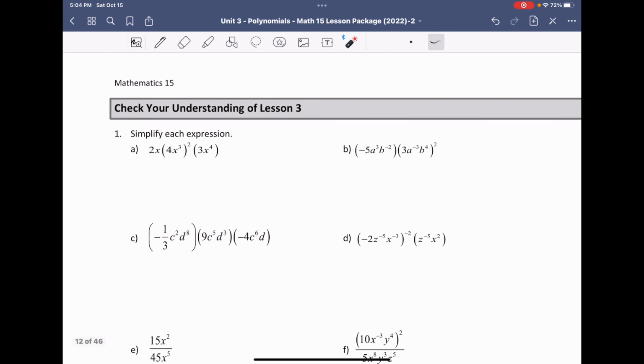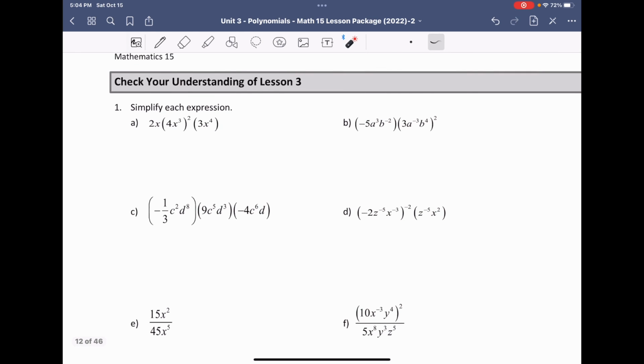All right, this is where I want you to check your understanding of the lesson. It deals with a lot of exponential stuff or exponent stuff from the previous unit.